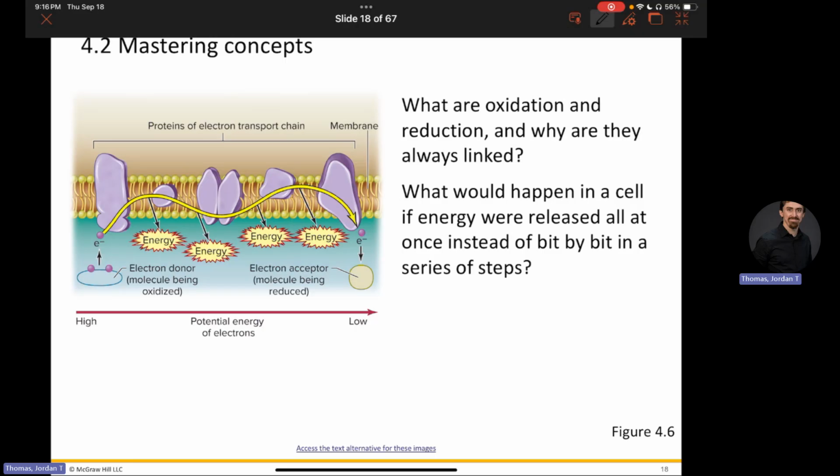So remember, oxidation and reduction are linked because in order for one molecule to gain electrons, one has to lose electrons. You can't have something gain electrons without something losing electrons, and vice versa. And what would happen in the cell if energy were released all at once instead of bit by bit in a series of steps? If glucose was broken down all at once, our cells would not be able to get that energy as efficiently as possible. All the energy is released immediately, a lot of it will be released as heat and not as chemical energy, not as energy that the cell can use.